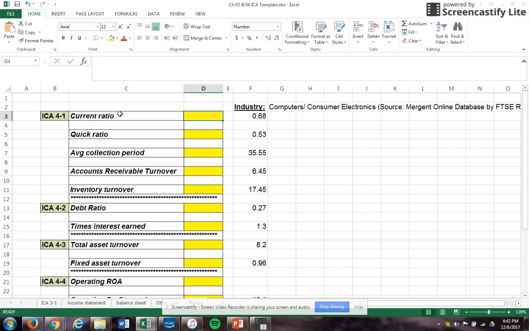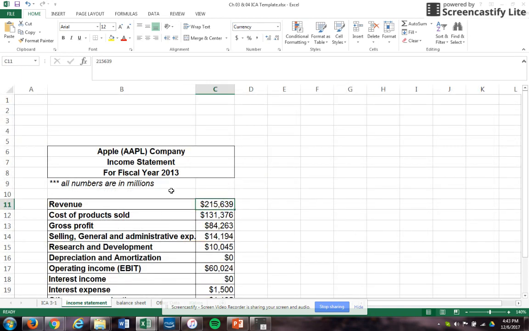Now, with most ratios, we want a higher number. We see that a higher number is typically better. But we have to be careful because if it's too high, it may represent an accumulation of unsellable inventory, uncollectible accounts receivable, or even excess cash that they can't seem to get rid of. So in general, we want to see higher is better. So we're going to look at some ratios for Apple Inc. as of fiscal year 2013. So we'll take a look at that here.